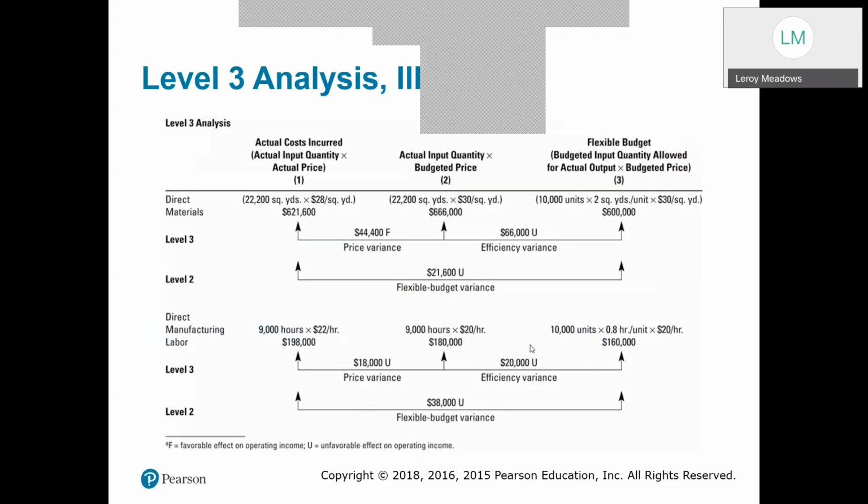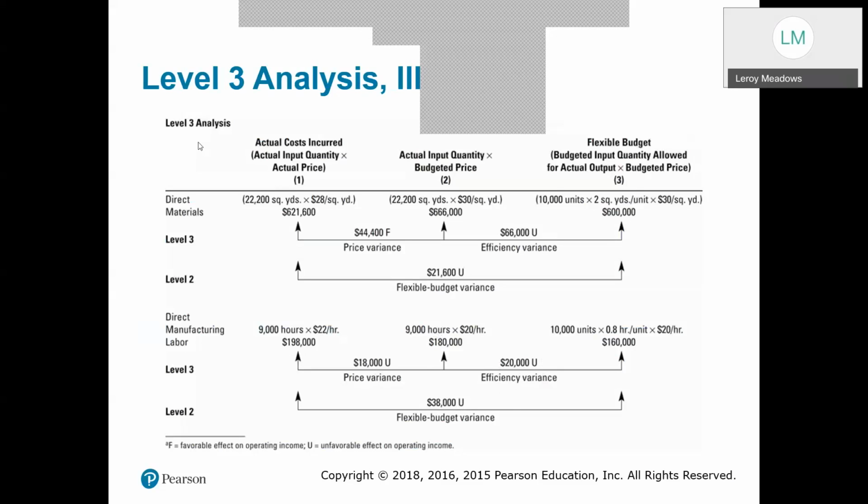So why did we pay more? Here, I want to ask the question, why did we use more direct labor hours? Did we have machine breakdowns? Did something else happen? We need to know. And again, my price variance, 18,000 unfavorable here, plus 20,000 unfavorable here. When we net them together, that will equal our flexible budget variance.